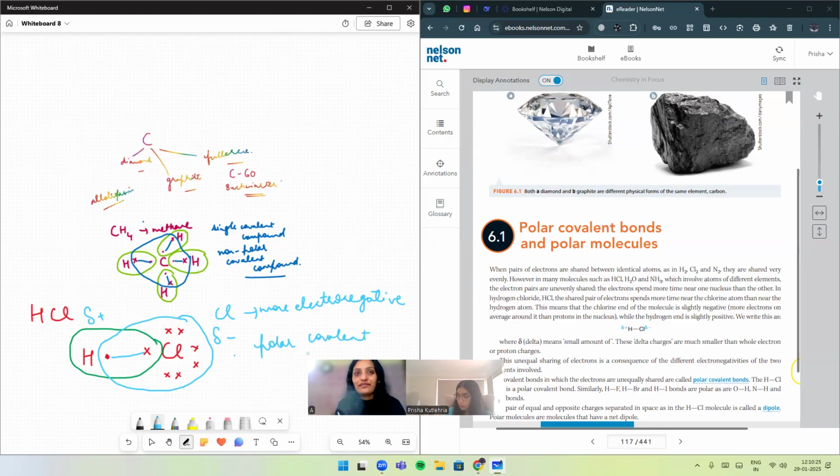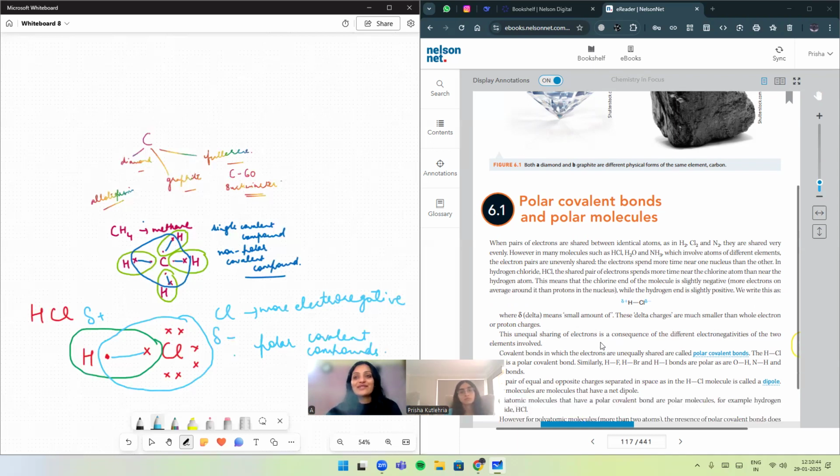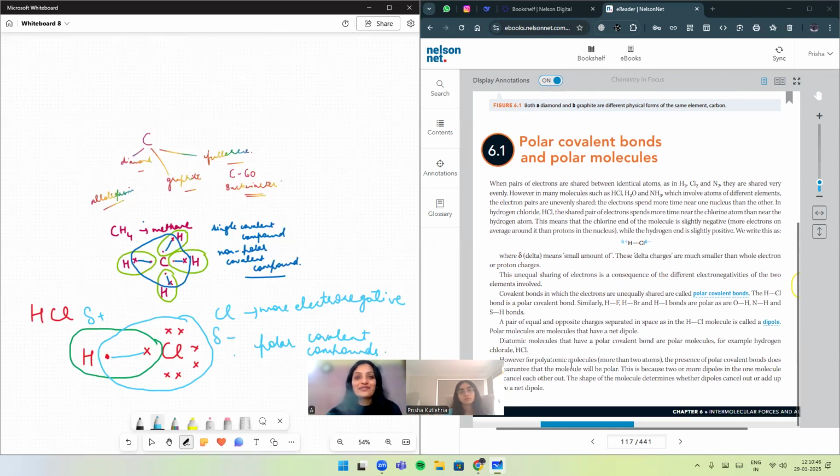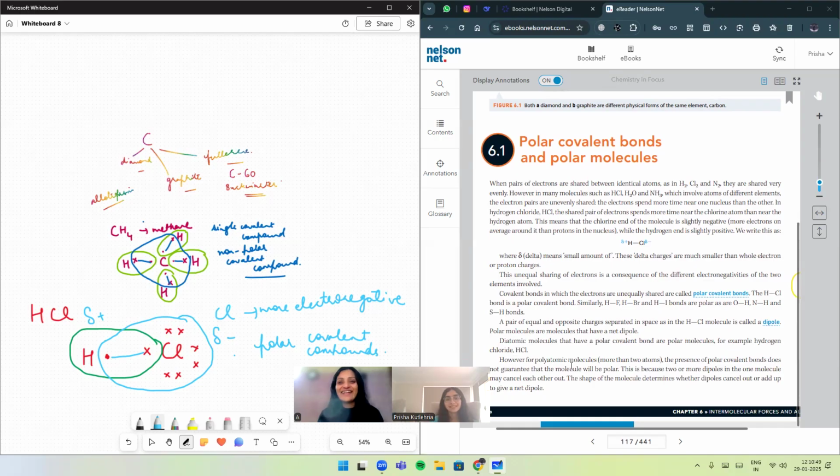right? Another example for this is your water. Then you have hydrogen fluoride, then hydrogen bromide, hydrogen iodide. All the halogens are very, very electronegative in nature. They have this tendency to attract the shared pair of electrons towards themselves. So they just love to have some charge on them, right? So halogens are very good electronegative elements.